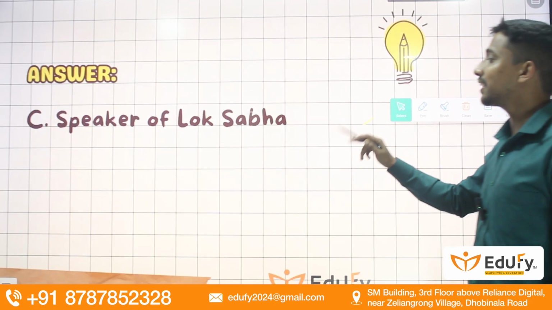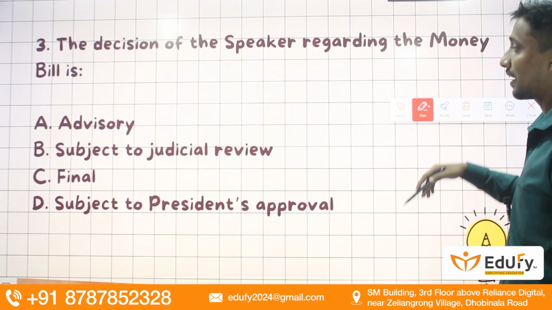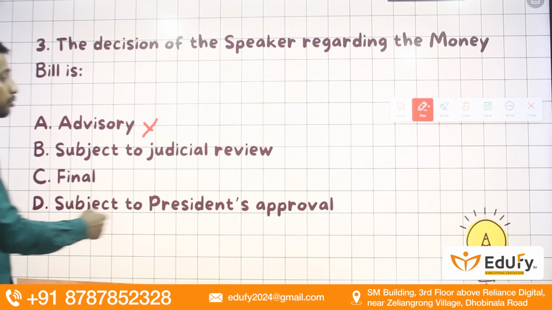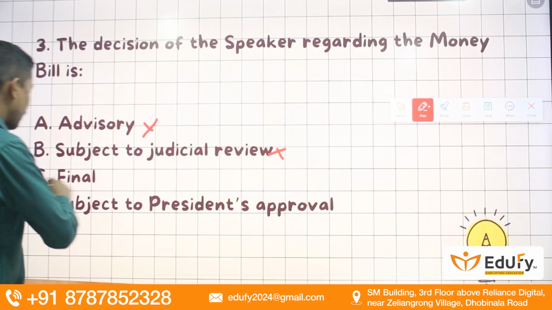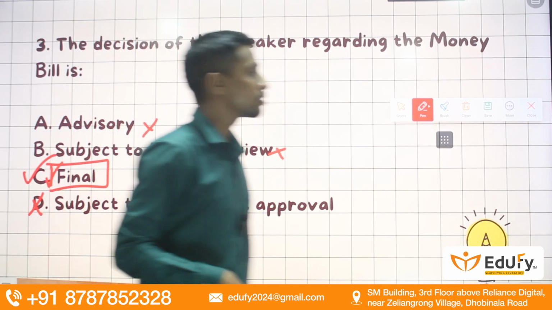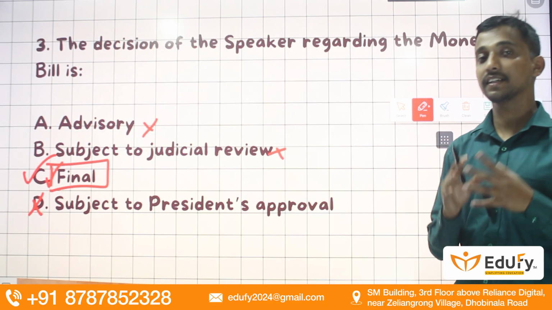Okay, moving towards the next section, guys, we have: the decision of the Speaker regarding the money bill is advisory, no. Subject to judicial review, no. Final, yes. So whatever decision the Speaker of the Lok Sabha takes regarding the money bill, it is final. Subject to President's approval? No. So the final authority lies in the hands of the Speaker of the Lok Sabha in terms of money bill.